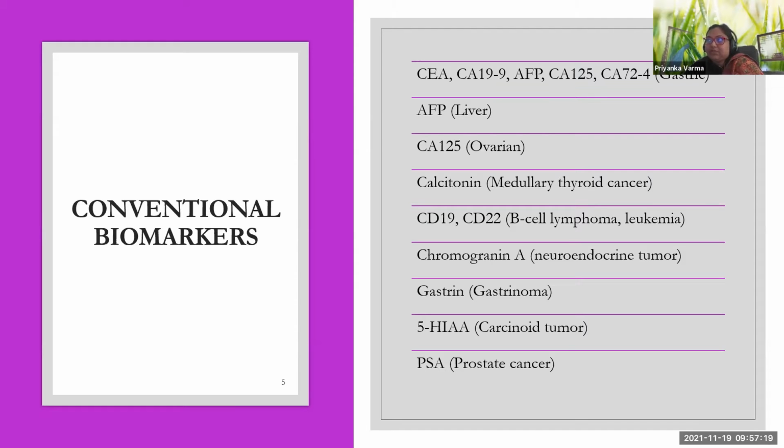So, for instance, for gastric cancers, CEA, CA19-9, AFP, CA125, CA72-4, all of those are conventional biomarkers used for gastric cancer. For liver cancer, we have AFP levels. For ovarian cancers, we have CA125 levels. For medullary thyroid cancer, we have calcitonin. CD19 and CD22 are used for B-cell lymphoma and leukemia. Chromogranin A is for neuroendocrine tumor, gastrin for gastrinoma, 5-HIAA for carcinoid tumor, PSA for prostate cancer. So these are conventional biomarkers.